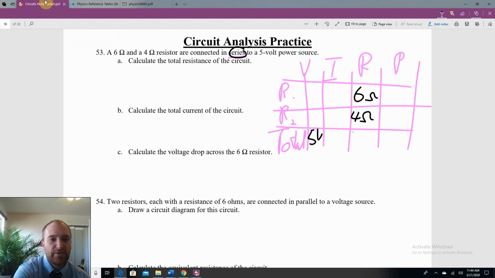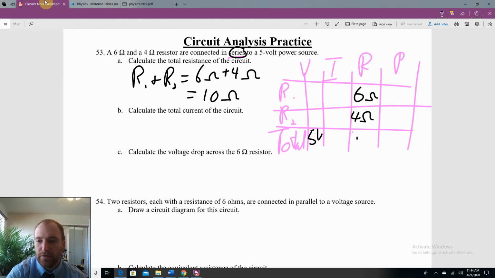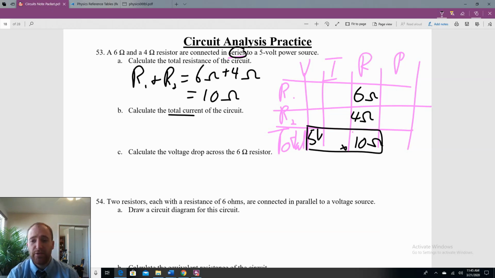I'm just going to say that the total resistance is equal to the first one plus the second one, or 6 ohms plus 4 ohms. So when we do that, you get 10 ohms. Great, that's our total resistance for this series circuit. The total current of the circuit. Alright, total means this row down here, and I want the current, which is this box. It looks like I know V and R, so I can use that to find the current. R equals V over I.